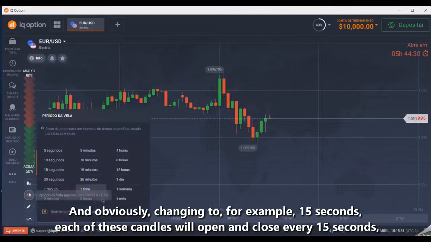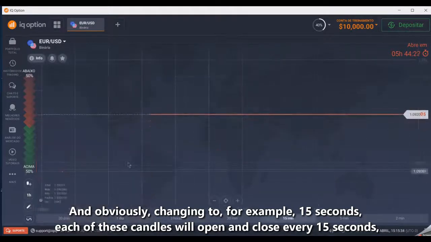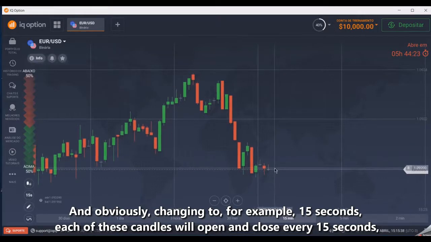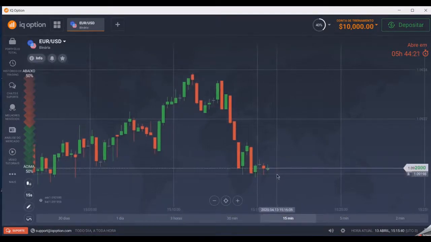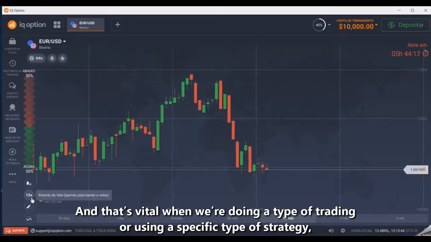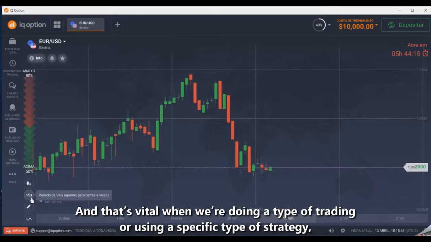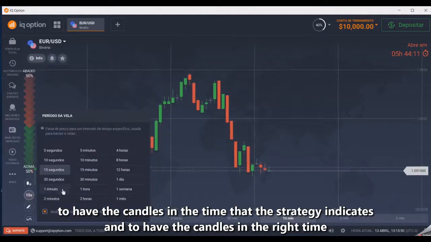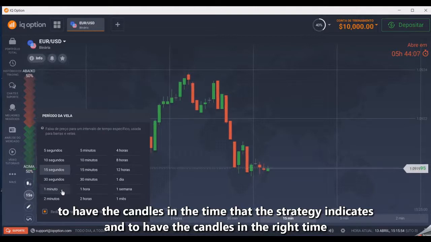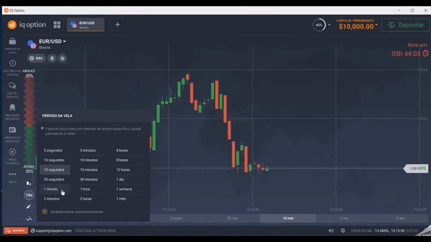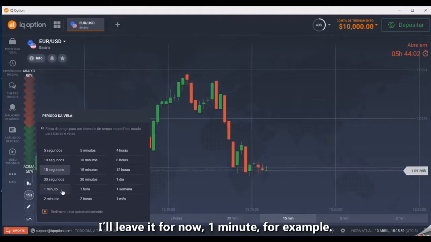And obviously changing, for example, to 15 seconds, each of these candles will open and close every 15 seconds. It's much faster, obviously. And that's vital when we are doing a type of trading or using a specific type of strategy, to have the candles in the time that the strategy indicates and in the right time that is recommended to use in the strategy. Okay, for now I will leave it at 1 minute, for example.